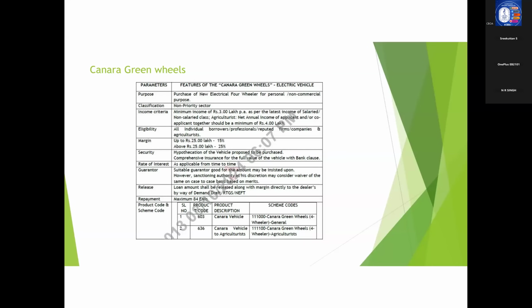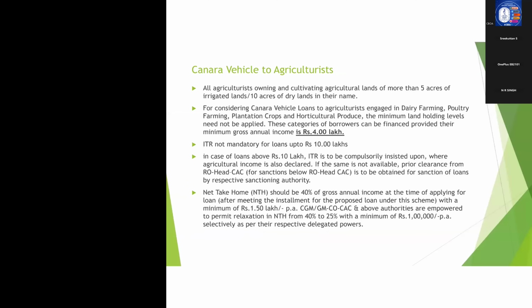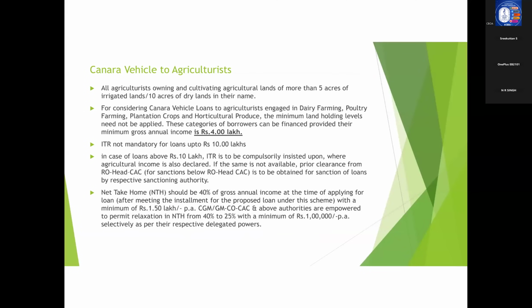So that's all. That's all about the Canara vehicle. Basically, loan quantum, the income criteria and the margin. These are the three main criteria in the case of Canara. Now coming to the next important product, that is Canara vehicle to agriculturist. We have already seen Canara housing loan to agriculturist.